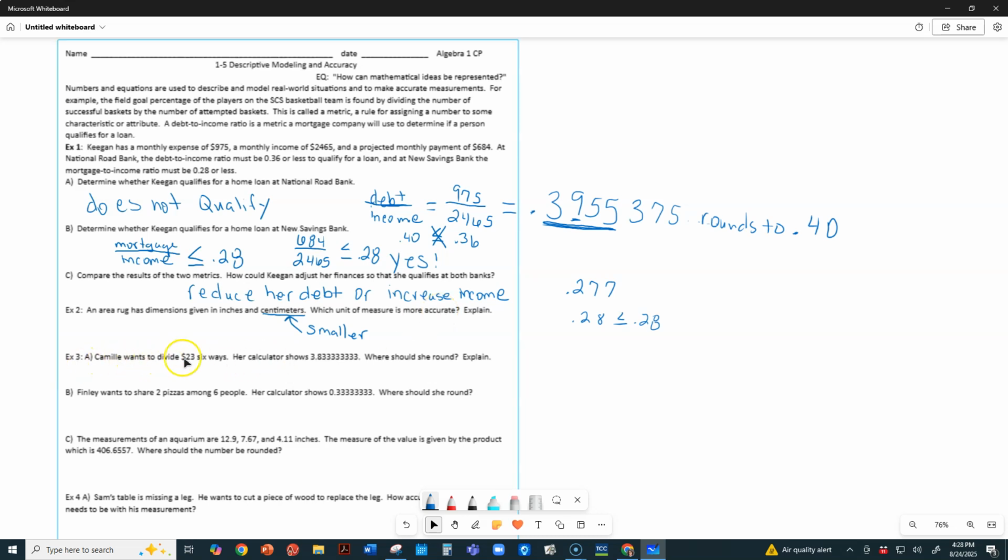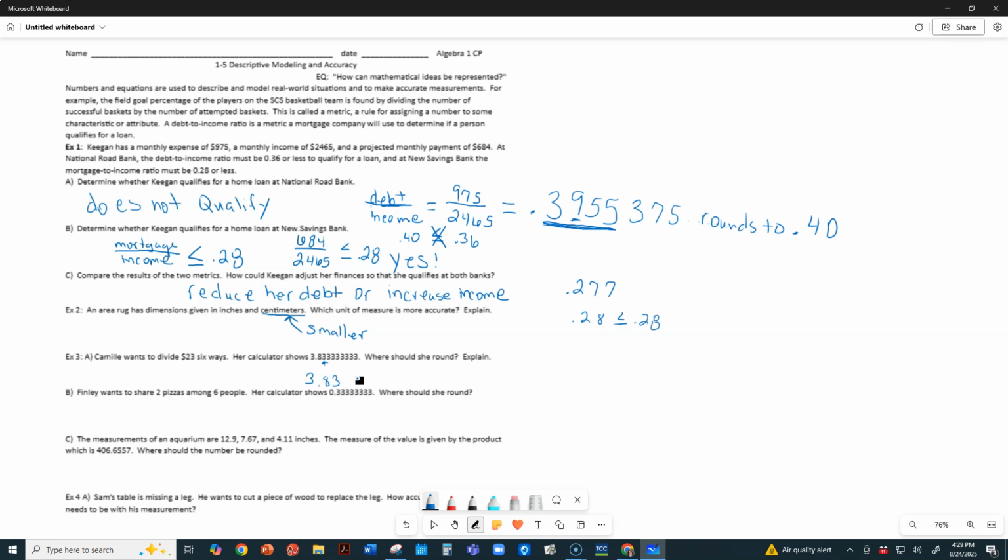Camille wants to divide 23 6 ways. Her calculator shows this. Where should she round? She should round after the number starts repeating. So she should round right there at 3.83. If you round at the 8, you're going to miss the fact that that 3 is repeating.